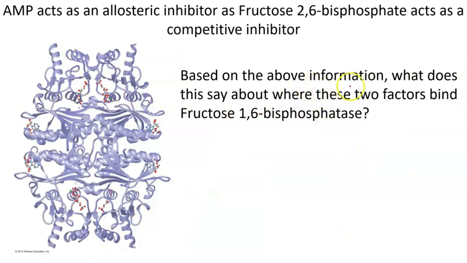So based on this information above, what does this say about where these two factors are binding fructose 1,6-bisphosphatase? If AMP acts as an allosteric inhibitor versus fructose 2,6-bisphosphate acts as a competitive inhibitor, are they binding in the same domain or in a different region? Remember, go back to some of the last chapters about enzymes and enzyme kinetics. Think about what that means for the active site and where you think either of these bind, if it's in that active site or not. I'm not going to give you the answer right now, but if you have a question on this, come and see me in my office hours and find out.